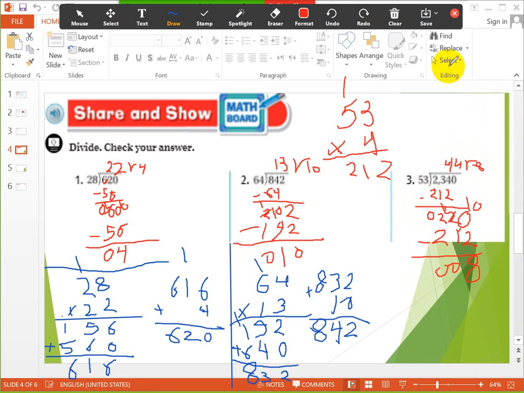You can do the check step by yourself. You can multiply the quotient with the divisor, and add the remainder, and the answer must be the same as the dividend. Okay, if you finish this exercise, please type 1 in the chat box because we will move to exercise number 4.